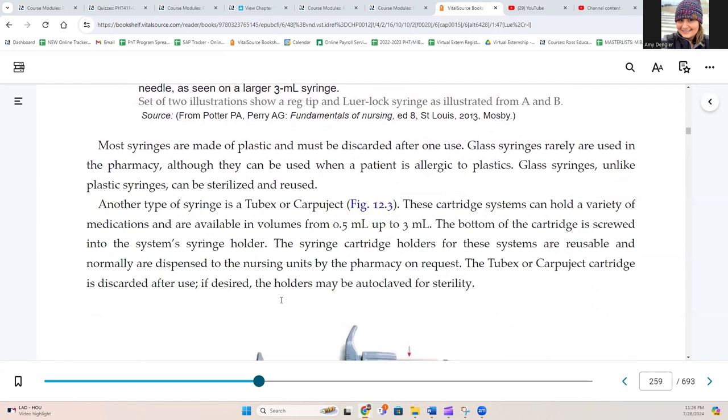Most syringes are made of plastic and must be discarded after one use. Glass syringes rarely are used in the pharmacy, although they can be used when a patient is allergic to plastic. Glass syringes, unlike plastic syringes, can be sterilized and reused.